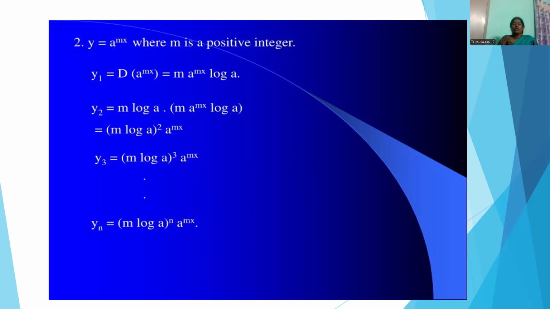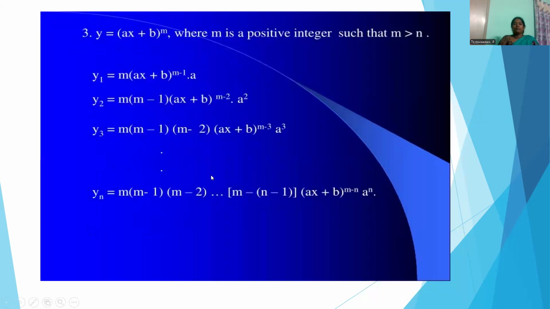y2 means the second derivative of y. The y2 equals m into log of a, the whole square, into a power mx. The third derivative of y equals m into log a, the whole cube, a power mx. We differentiate n times, we get yn equal to m into log a power n, into a power mx.